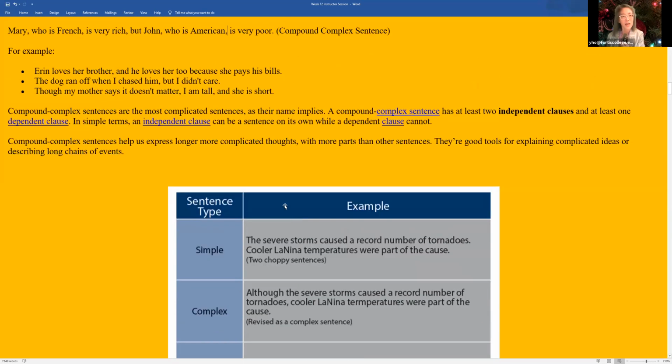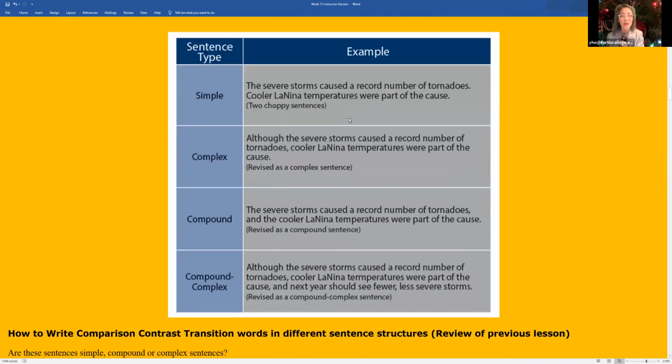So a compound complex sentence is considered very long for a British person and very long for an American person. And when these instructions were written, that's also written from an American or a British point of view. Here are some more examples of a simple, complex, compound, and compound complex sentence.